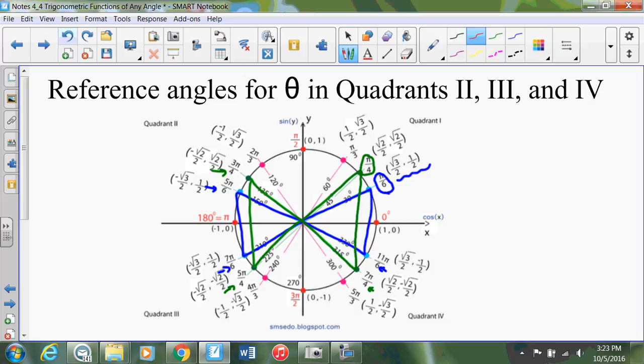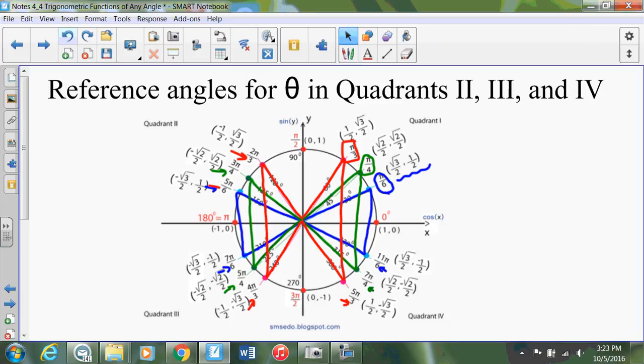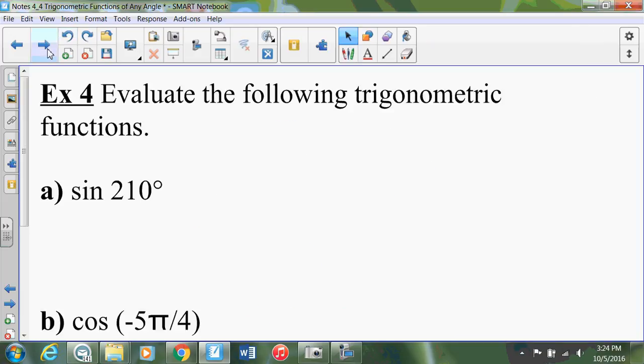Same thing with pi over 3. If you make the bow tie there, you'll notice that everyone in this bow tie has a denominator of 3. So any radian measurement with a 3, the reference angle will be pi over 3 because it's the acute angle that matches with them in the first quadrant. So that's what they mean when they say reference angles. So let's look at the next one.